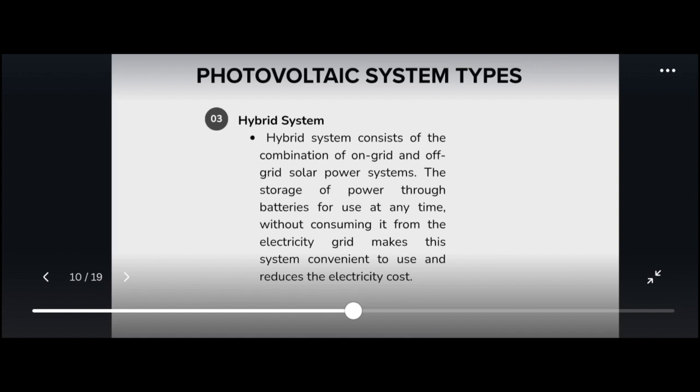Third is the hybrid system. A hybrid system consists of a combination of on-grid and off-grid solar power systems. The storage of power through batteries for use at any time, without consuming it from the electricity grid, makes the system convenient to use and reduces the electricity cost.